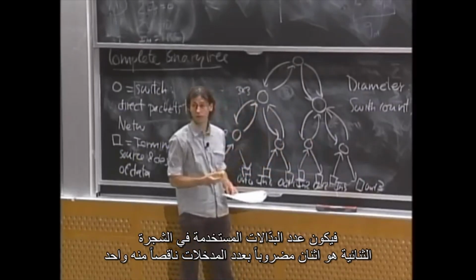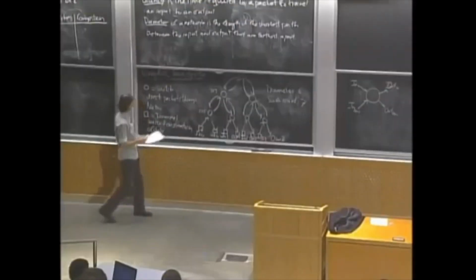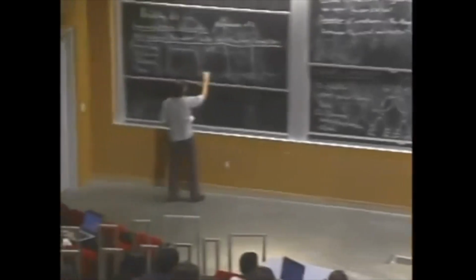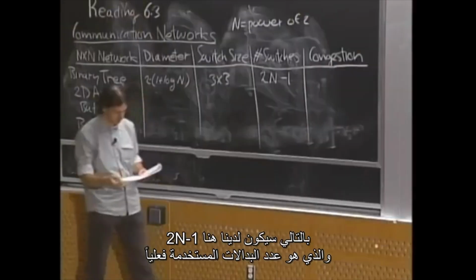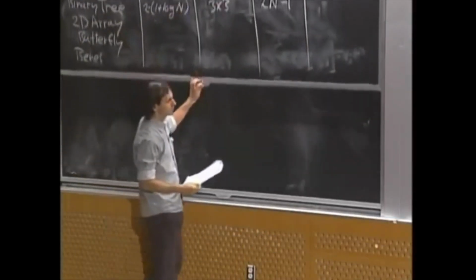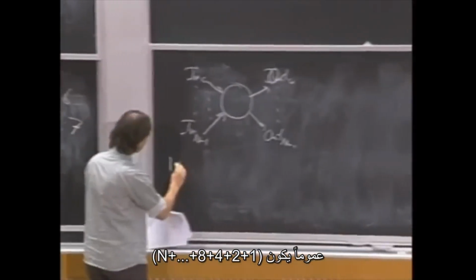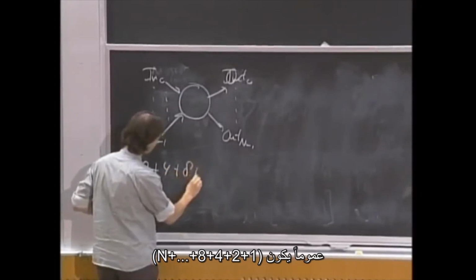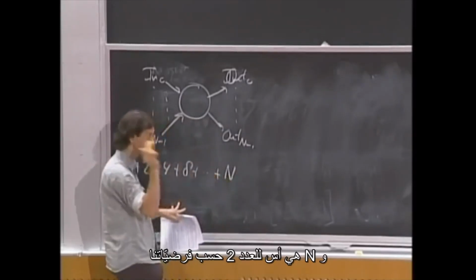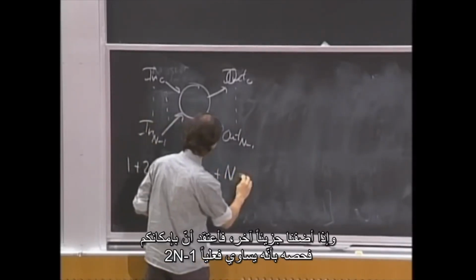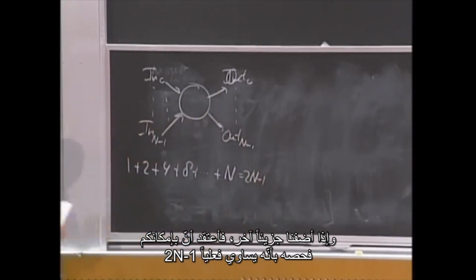And in general, if we have n inputs, so 1, 2, 3, 4 inputs, then the number of switches that we use in the binary tree is 2 times the number of inputs minus 1. So let's write that down. Over here we would have 2n minus 1, which is the number of switches that you actually use. So how can you see that? In general we have 1 plus 2 plus 4 plus 8 and so on plus n. N is a power of 2 according to our assumptions. If you add them all up, you can check for yourself that this is equal to 2n minus 1.